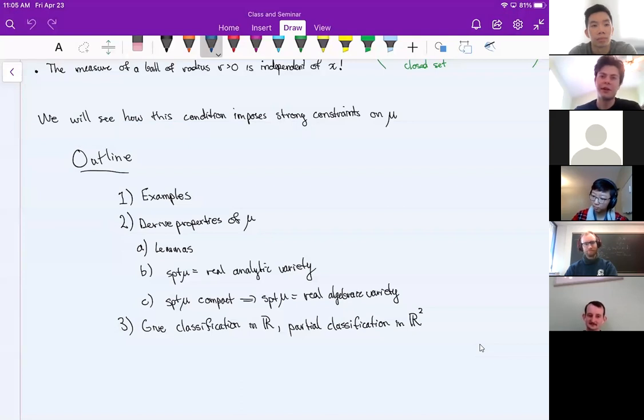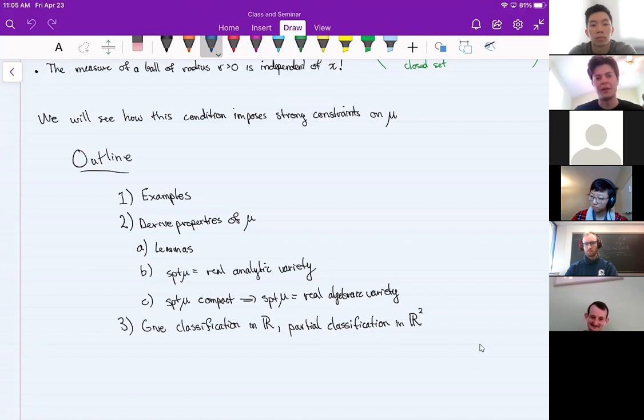Then secondly, I'm going to derive some properties of mu, prove some lemmas, and then I'll get to two really interesting results about the constraints that this condition imposes. I'll prove B here, that the support of mu actually has to be a real analytic variety. And then after that, I'll prove that in the case of compact support, the support of mu actually has to be a real algebraic variety. We'll actually be able to write down polynomials with coefficients in terms of mu that the support of mu will end up being the zero set of.